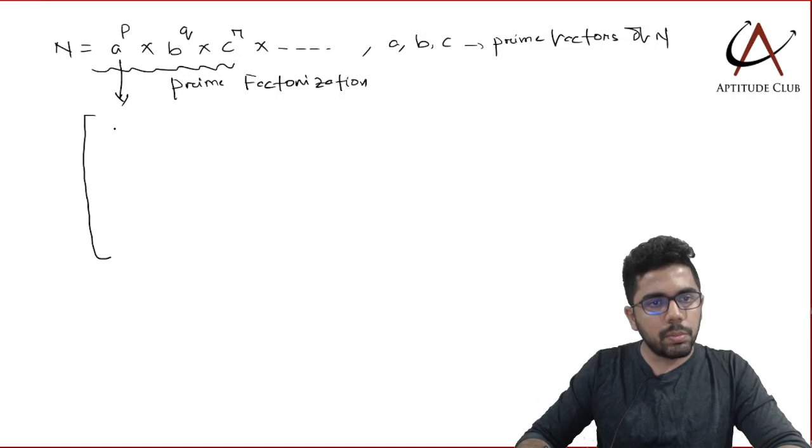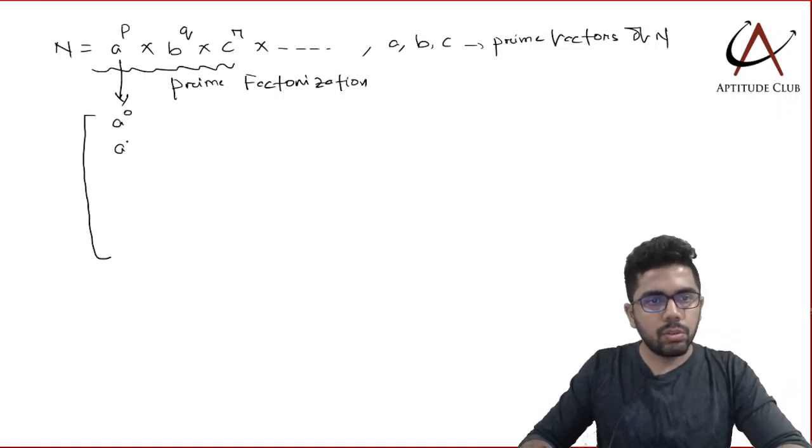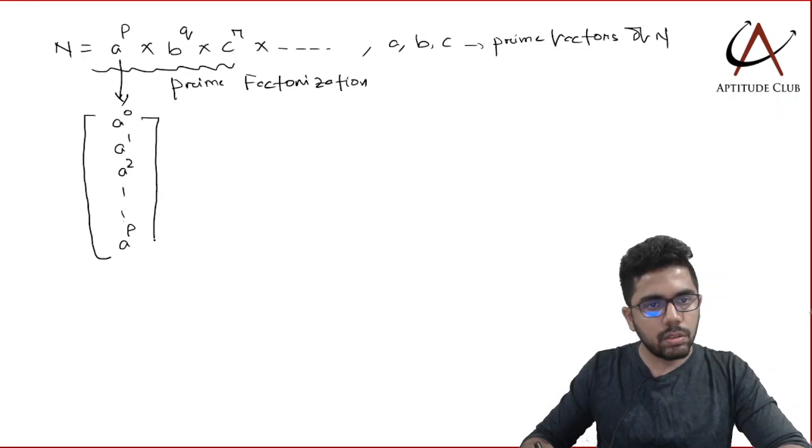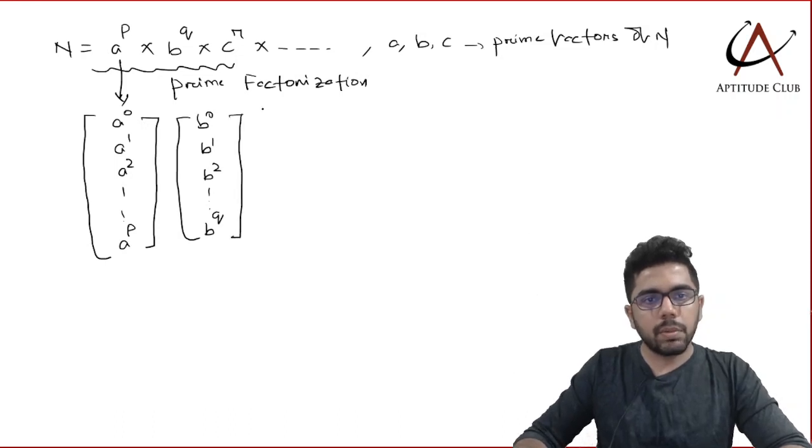If it is a to the power p, what are the different forms of this? a to the power 0, a to the power 1, a to the power 2, and I'll get till a to the power p. Similarly, if I look at b to the power q, I will have b to the power 0, b to the power 1, b square till b to the power q. Exactly like the previous process, now we don't have the numbers, but variables में लिख रहा हूँ. So c to the power 0, c to the power 1, c to the power 2 till c to the power r.